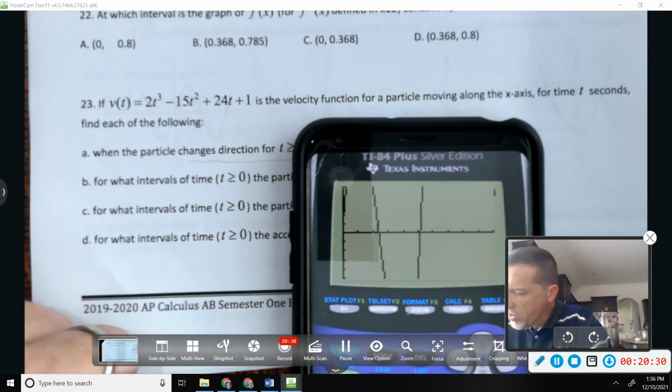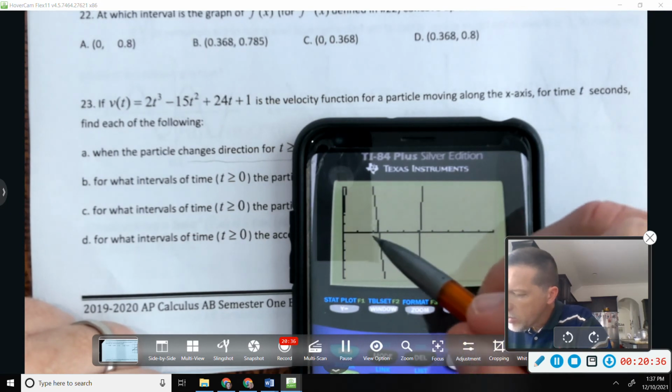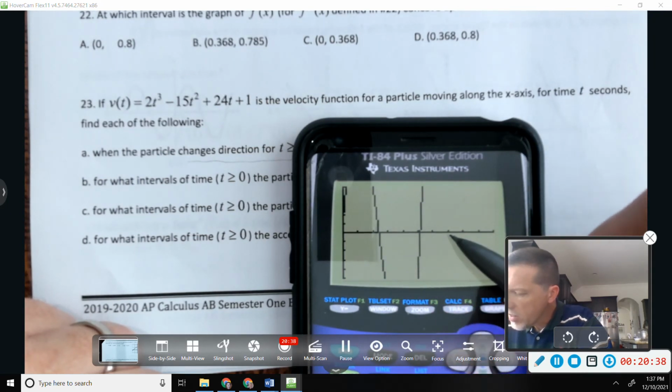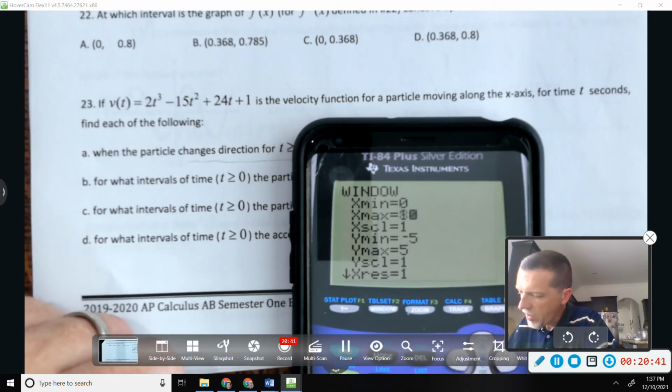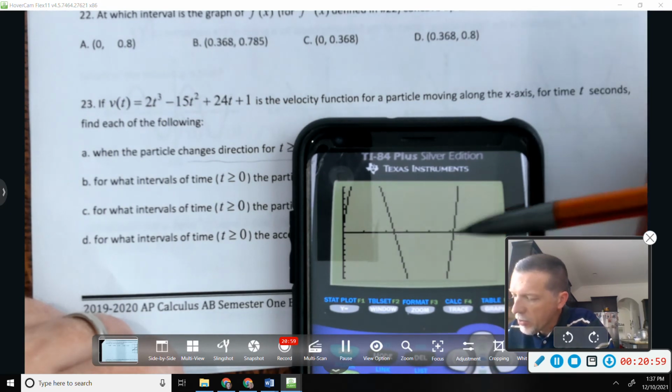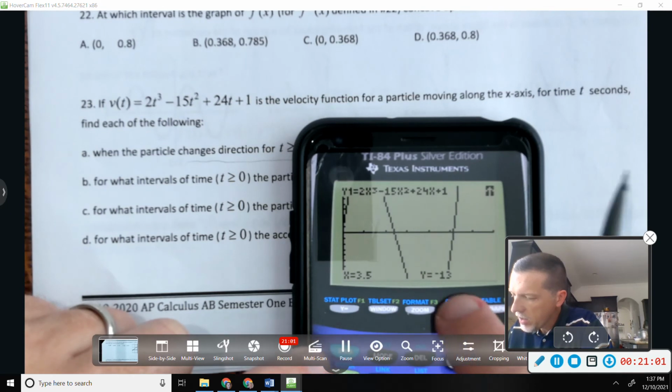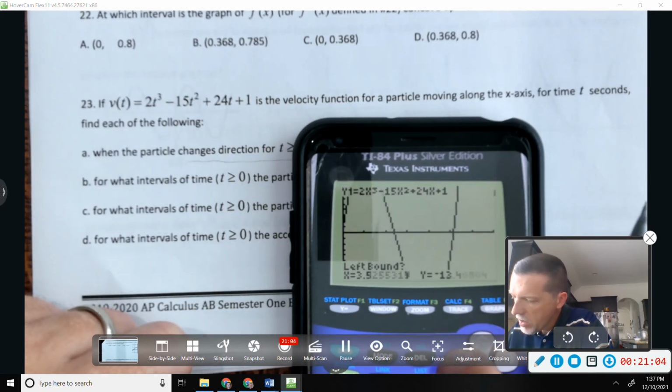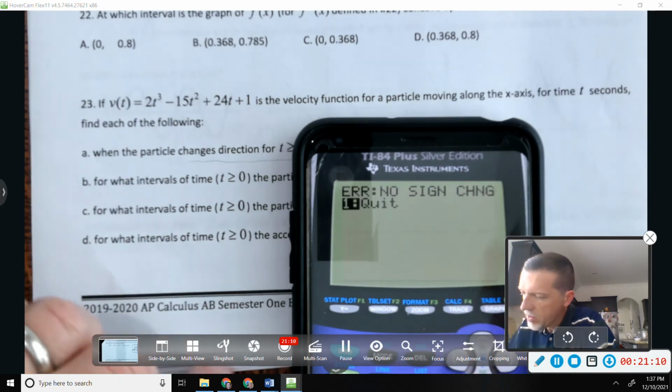So where does it change signs? Well, there and there is the only places I got to worry about. 1, 2, 3, 4, 5, 6, maybe 7. I could go to 7 and be fine. And it might be better to see more of the graph. Well, I didn't see all of it, but that's fine because all I care about is those two spots. Second calc 0, left bound, right bound, guess, no sign change.